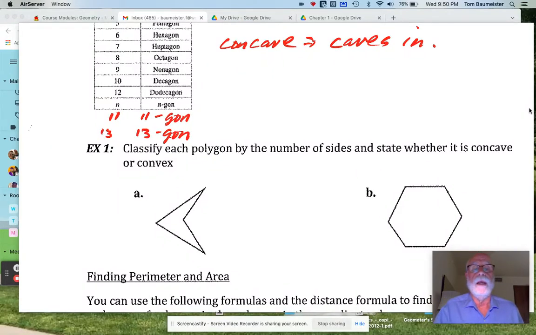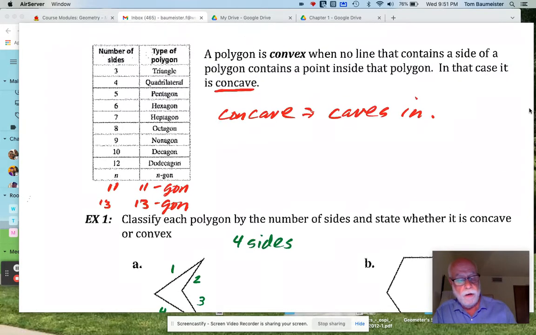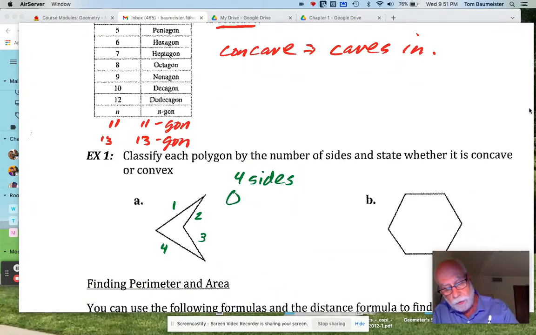Example 1: classify each polygon by the number of sides and then state whether it is concave or convex. Just start somewhere and start labeling the sides. Here's 1, here's 2, here's 3, here's 4. So there are 4 sides. According to up above, 4 sides is a quadrilateral, so it's got a special name. Then you're going to state whether it is concave or convex.